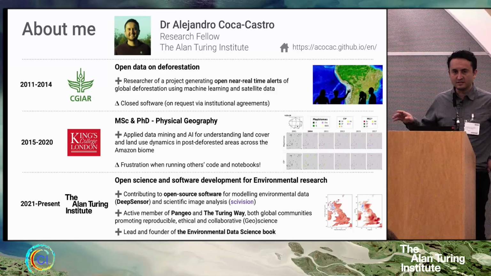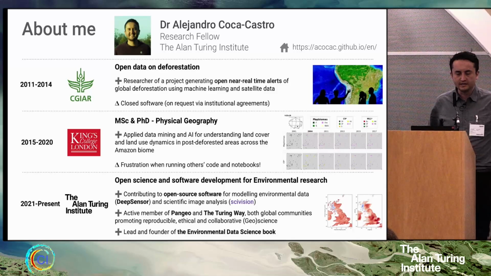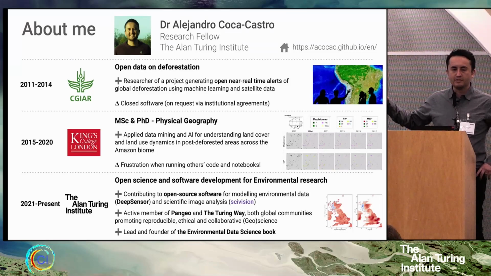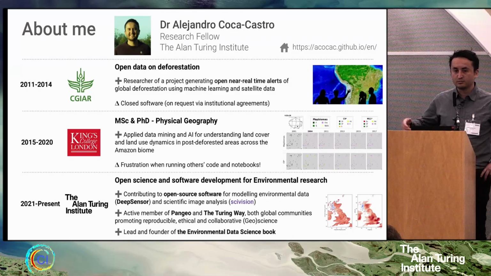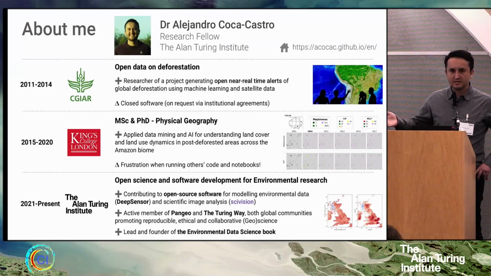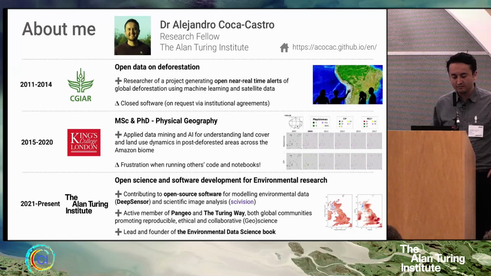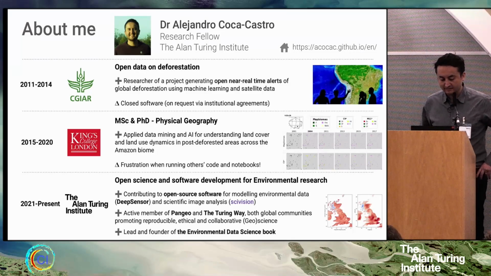Then during my PhD and master's at King's College London, I started getting more familiar with data mining and machine learning. For instance, I reused this open data on deforestation to try to understand what happened after deforestation. So I got exposure to typical machine learning algorithms at that time. They were emerging, like recurrent neural networks, and I analyzed time series. I also did some analysis of shades with data mining, and it was a very amazing experience at that time.